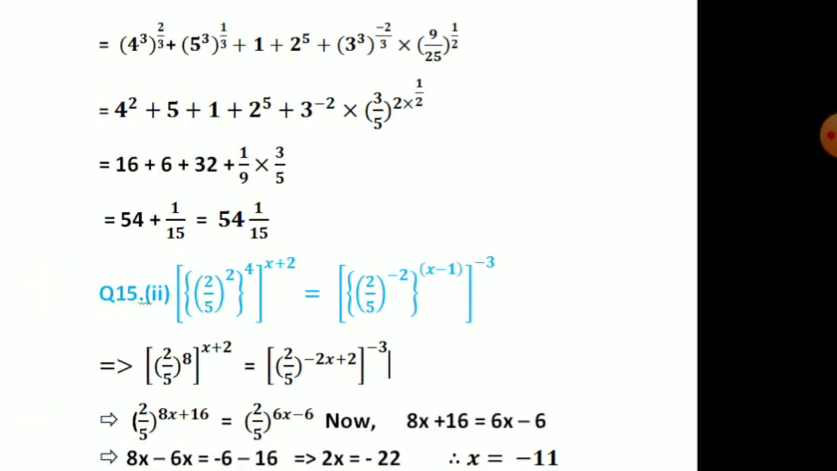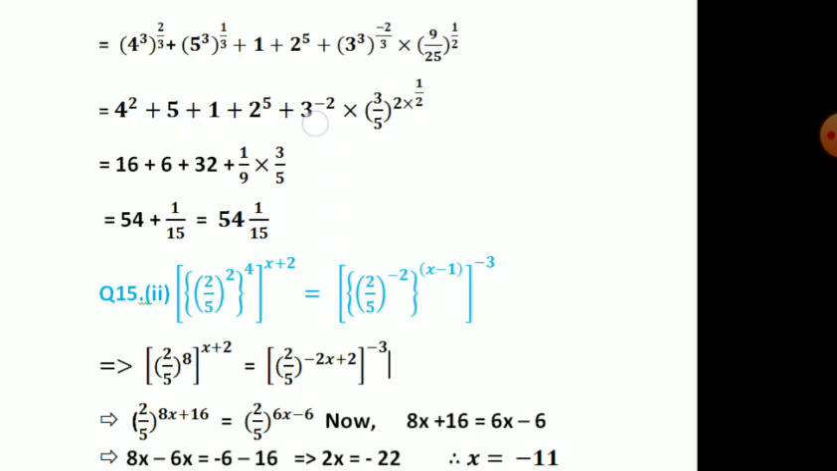So here, from the first term, that is 4 cube into 2 by 3, 3 and 3 will get cancelled. So we'll have 4 square. Again, 5 to the power 3 into 1 by 3, 3 and 3 will get cancelled. So we'll have only 5. Plus 1 is written as plus 1. Plus 2 by 5, 2 to the power 5 is written as plus 2 to the power 5.